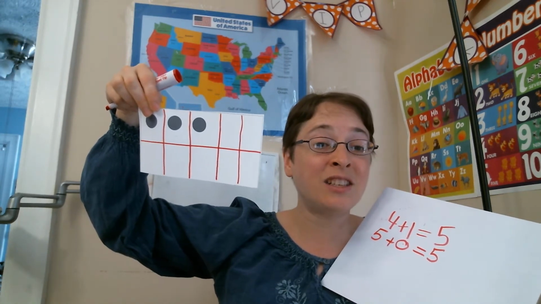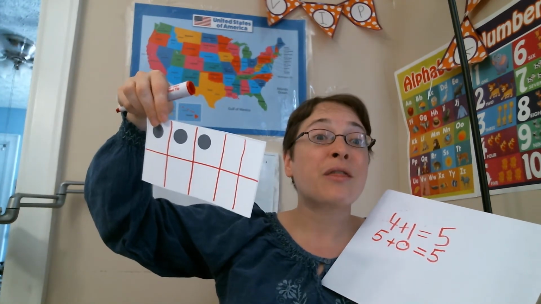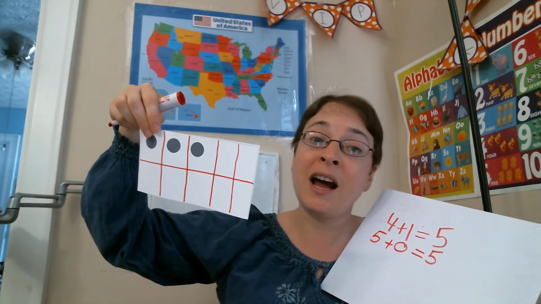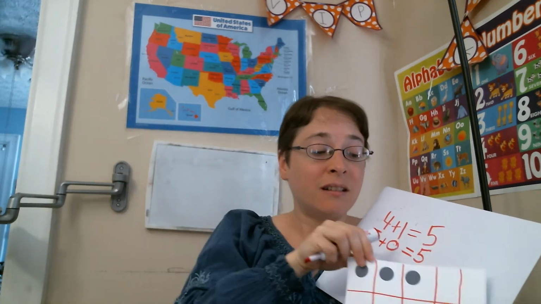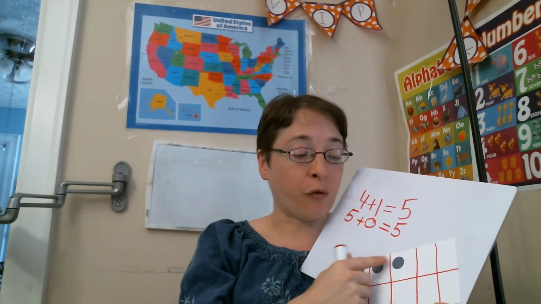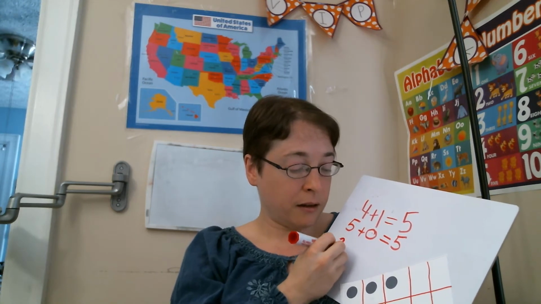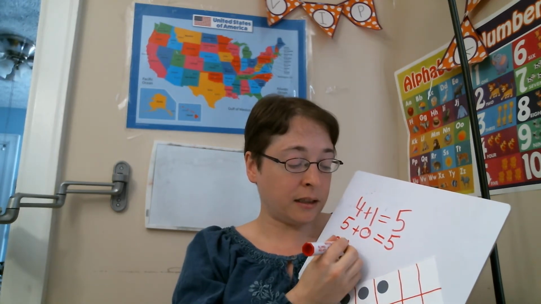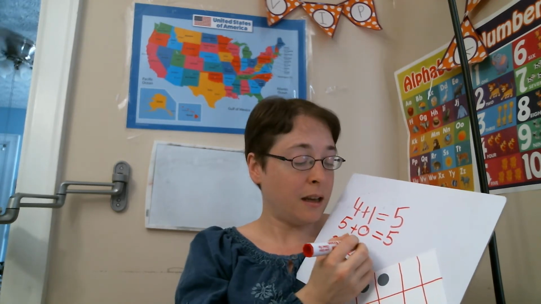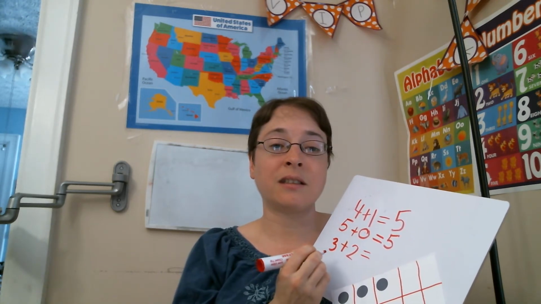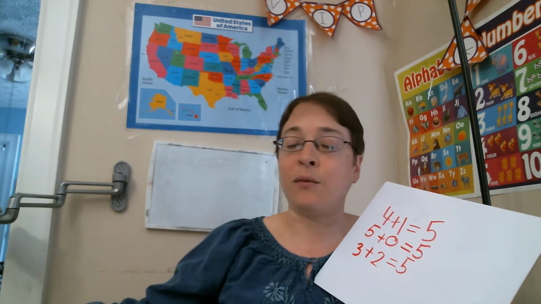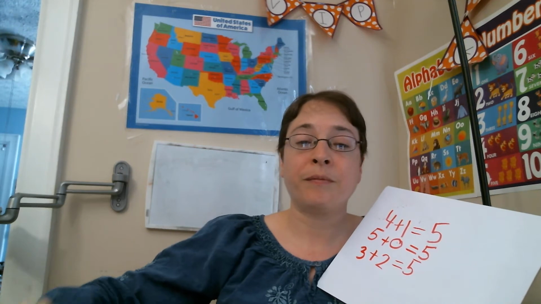Let's try this one. How many dots do you see? 3. How many more do you need to make 5? 1, 2. 3 plus 2 equals 5. Very good. And we have one more.